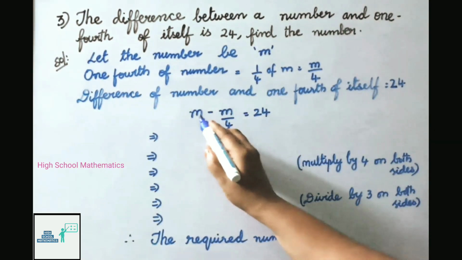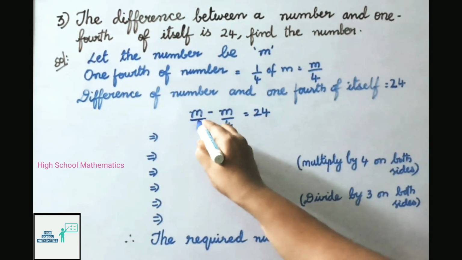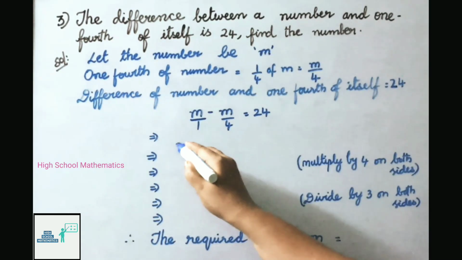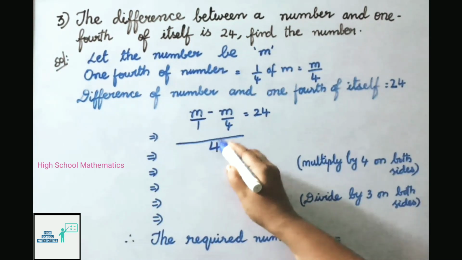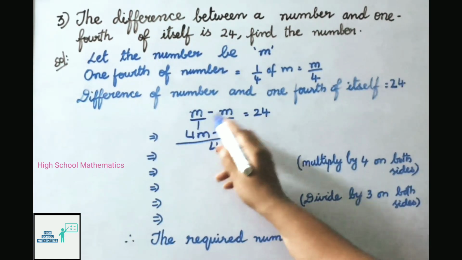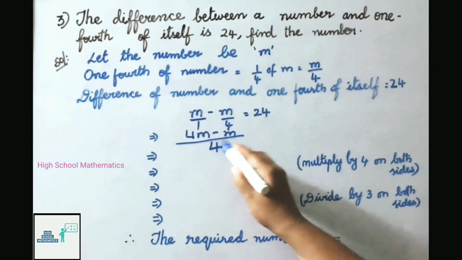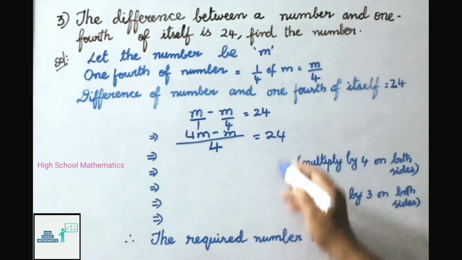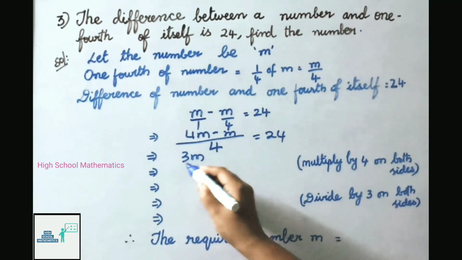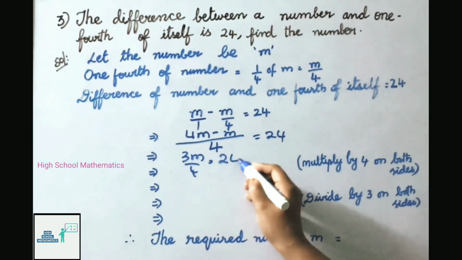Here under m no number is there. So let us take denominator as 1. If we do LCM for both the numbers, we get LCM as 4. Now cross multiply m into 4, 4m. Minus 1 into m is m by 4, that equals 24. That implies 4m minus m, that is 3m by 4, equals 24.